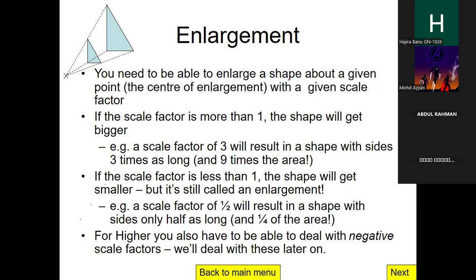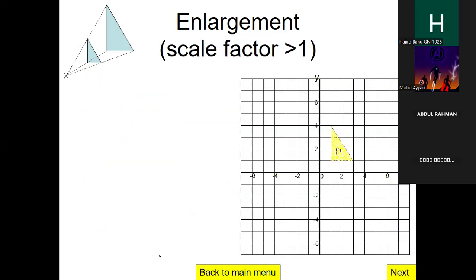So you need to be able to enlarge a shape about a given point. Like in rotation, we needed center of rotation, direction, and angle. Here we need something called a scale factor. If the scale factor is greater than 1, the shape will get bigger. If the scale factor is less than 1, the shape will get smaller, but we still call it an enlargement. Now, let us look at the examples. You will even have negative scale factors if you are writing a higher tier paper.